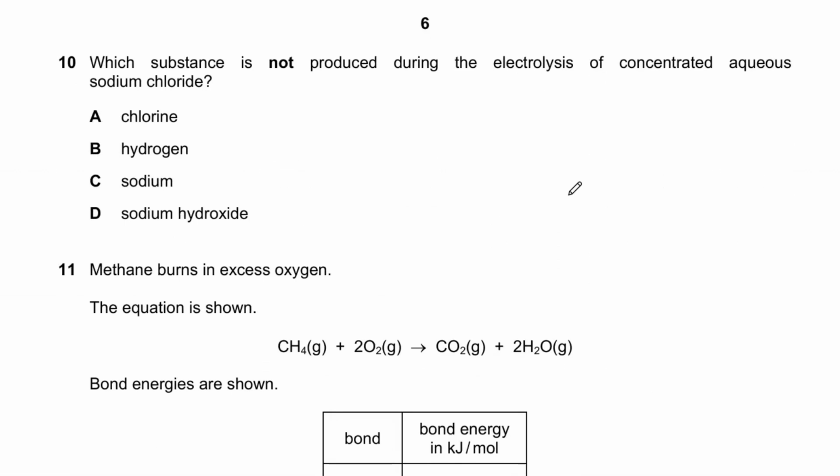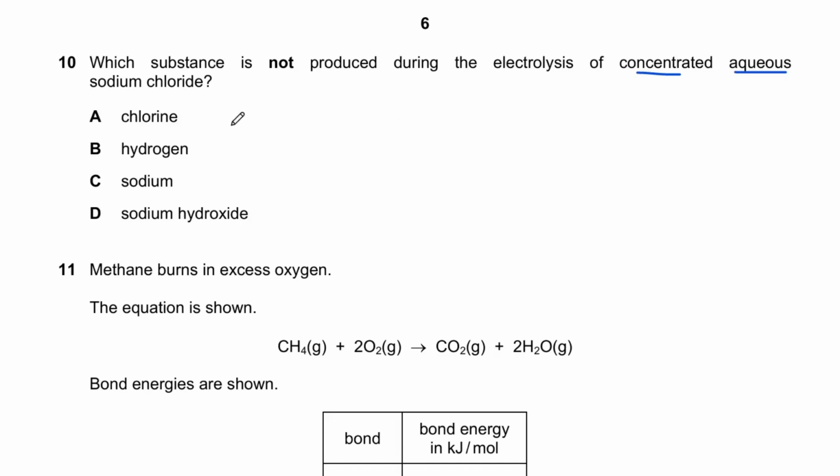Question 10. Which substance is not produced during the electrolysis of concentrated aqueous sodium chloride? Take note of what they are telling you about the electrolyte. It is a concentrated aqueous solution. In aqueous electrolysis, at the cathode, hydrogen will be produced because sodium is more reactive than hydrogen. And then at the anode, chlorine will be produced because chlorine is a halogen. In solution, sodium hydroxide will be formed. But sodium metal is not produced in water because sodium is too reactive.